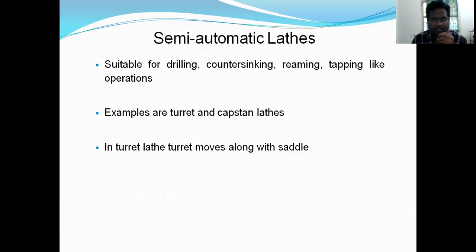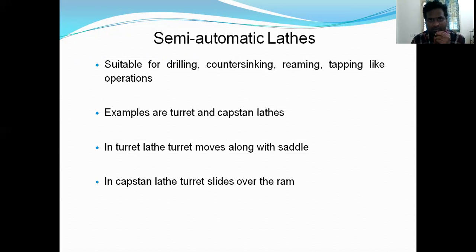We know that semi-automatic lathes are suitable for drilling operations. Drilling means producing holes. Countersinking means enlarging the hole to a certain depth. Reaming is the finishing of the hole. Tapping means producing internal threads. So, operations like these are done on semi-automatic lathes. Examples of semi-automatic lathes are the turret and capstan lathe.